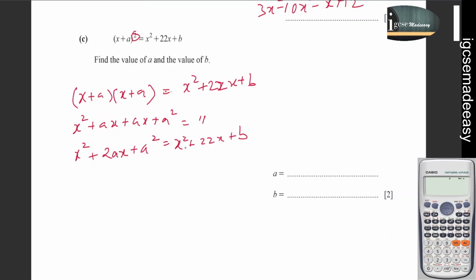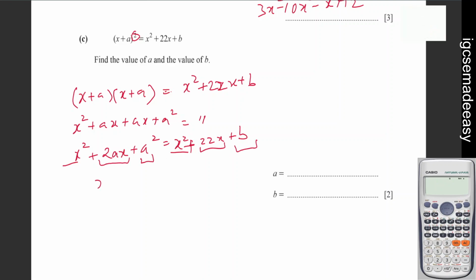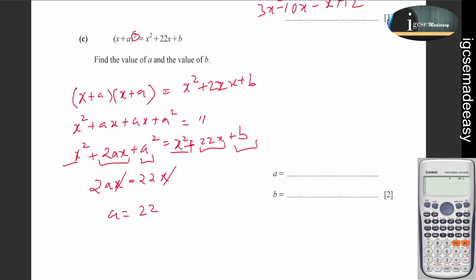Now you can see that on the left hand side x square is there, here also x square is there. So this will be equal to this one, and this will be equal to this one. So 2ax will be equal to 22x, so x and x got cancelled out. So a will be equal to 22 divided by 2. So a will be equal to 11.